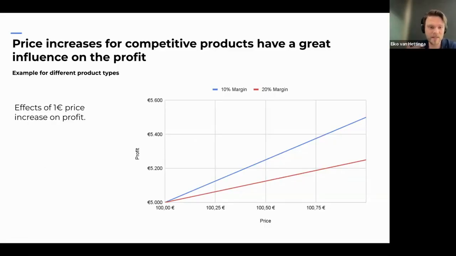10%. Now let's take again a similar product, same price, but you have a 20% margin. If you now increase the price with the same effect by 1 euro, you're only increasing your profit by 5%. And that's also very true for very competitive items, that their margins are usually quite low. So finding a little bit better positioning and doing this by taking into account price elasticity can improve your profit significantly.